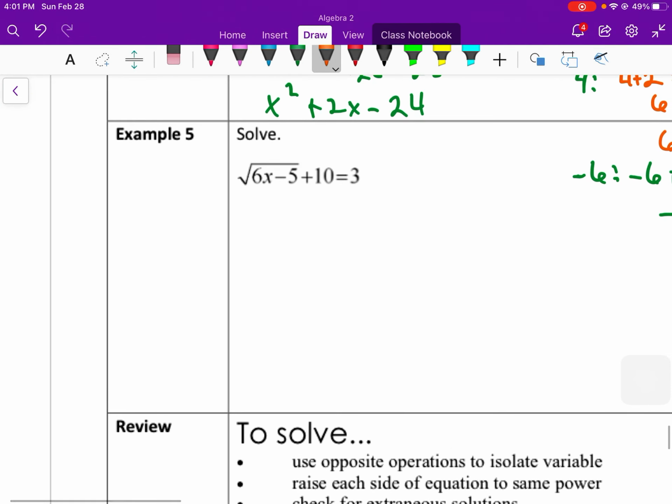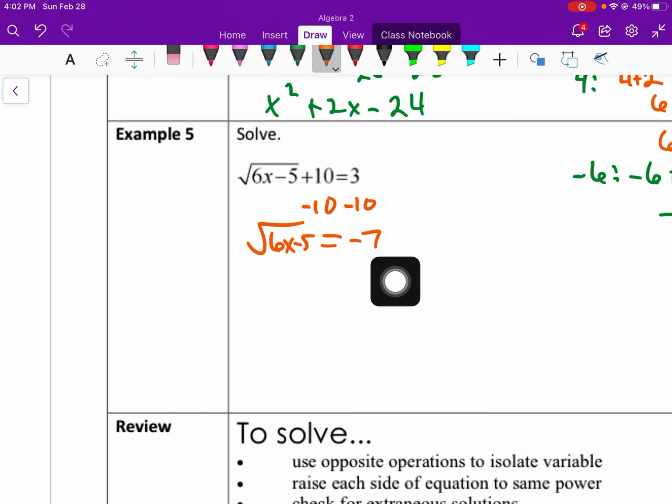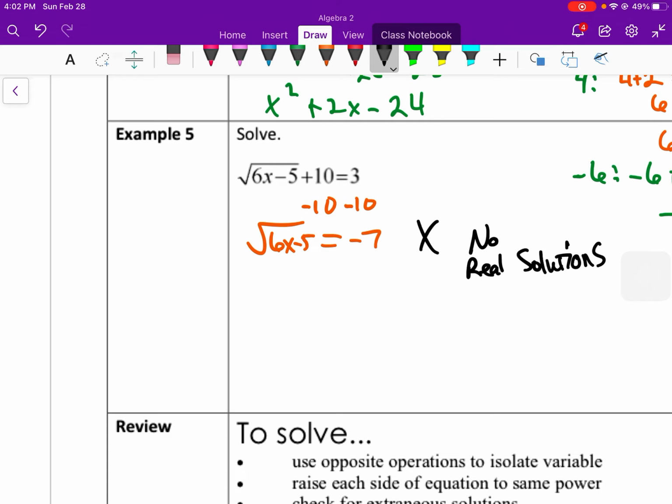All right, again, solving here. So we're going to subtract 10 from both sides. Square root of 6x minus 5 equals negative 7. There, look, already in this first step, we have a square root set equal to a negative number. So we could just stop right here and say no real solutions. But let's keep going just to see what we get.